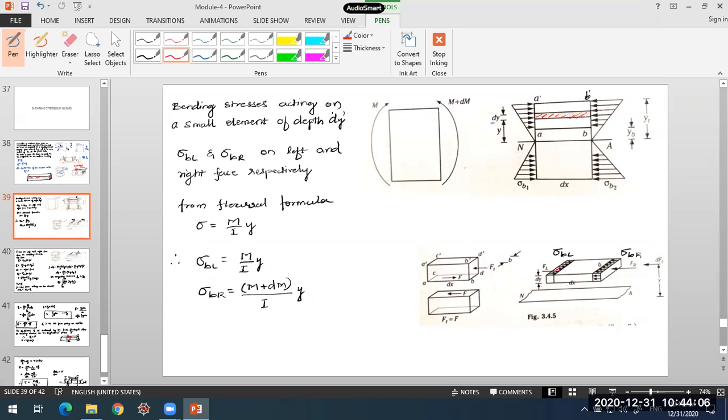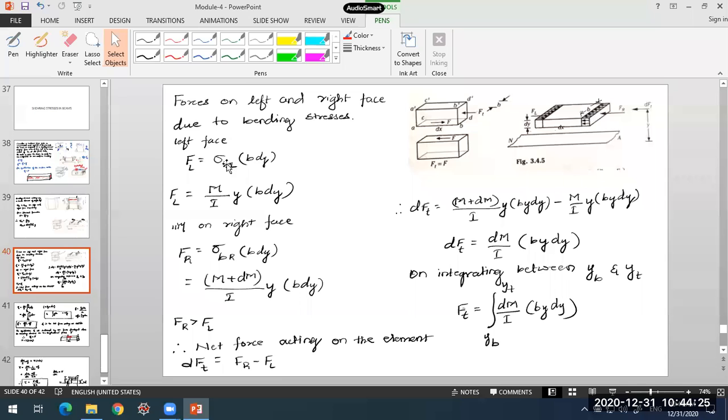What are the stresses on the left and right side faces due to bending moment? We have written the expression: sigma_L equals M by I into y, and sigma_R equals M plus dM by I into y, on the left and right side faces. Because of these bending stresses, what are the forces? Sigma_L into the area of this face, b into dy, tells you F_L. Similarly, sigma_R into the area of this face gives F_R. On both sides the areas of the faces are the same, b into dy. That told us the forces acting on the left and right faces of the section. Now, what is the net force? It will be F_R minus F_L. On this small element, the net force acting will be dFt, which is equal to F_R minus F_L.